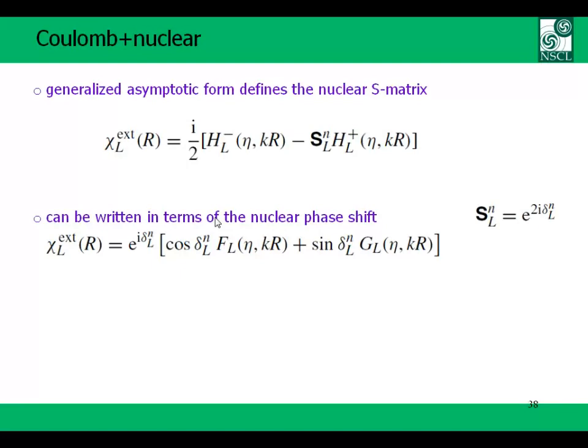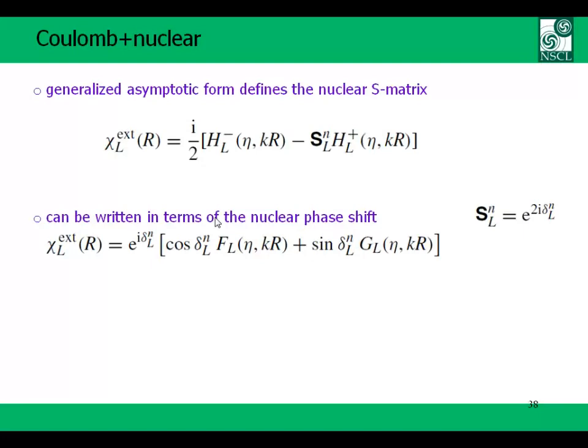So in particular, if you like phase shifts, you can extract a nuclear phase shift by defining the e to the 2i delta associated with this S. And when you do that, you can also rewrite that form in the same way that we did before, but now remember all these F's and G's are true Coulomb functions, whereas before they were just Bessel functions.